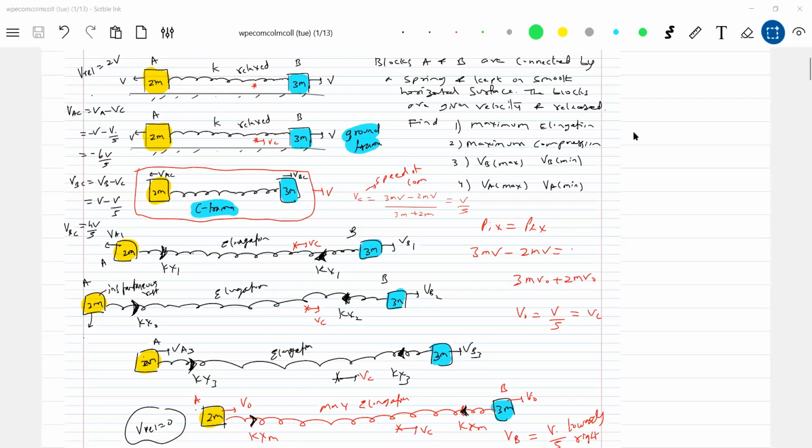How to find out V max and V minimum. It's asking: blocks A and B are connected by a spring, kept on a smooth horizontal surface, the blocks are given velocity and released. They're given velocity like this. Find the maximum elongation, maximum compression, maximum and minimum speed of block B, and maximum and minimum speed of block A. So all these things have to be calculated.